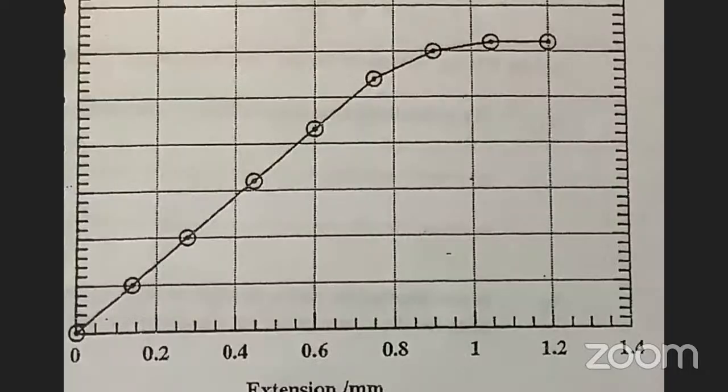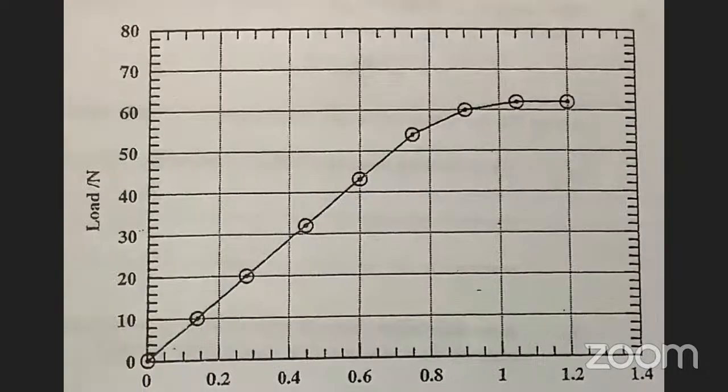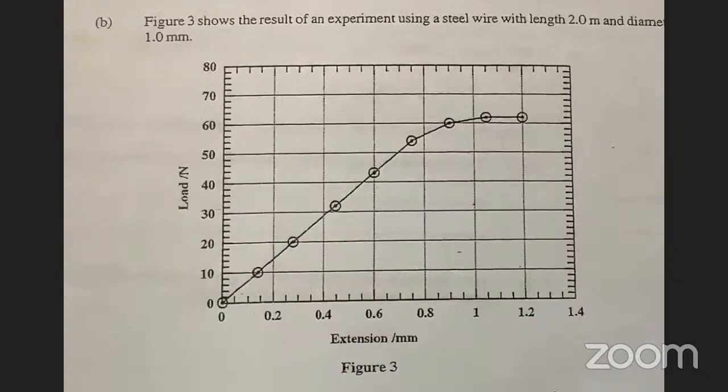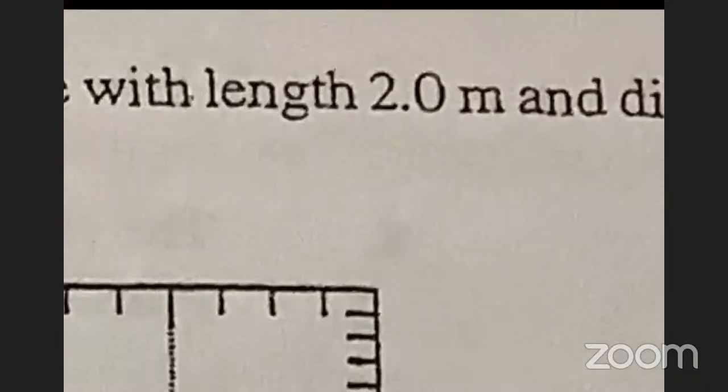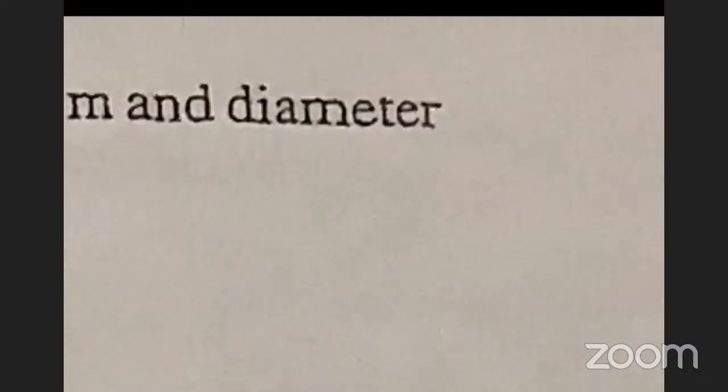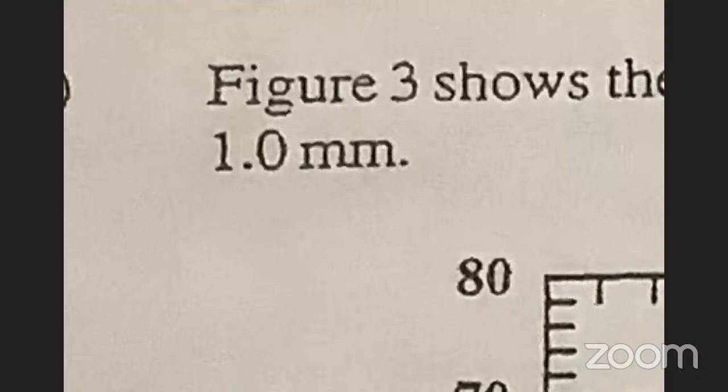All right. So what is here? We have a graph. They plotted it for you already. Just make a note of the two values on top. It has two bars on top. The length of the wire, write that down. The length of the wire, 2 meters. And the diameter of the wire, 1 millimeter.